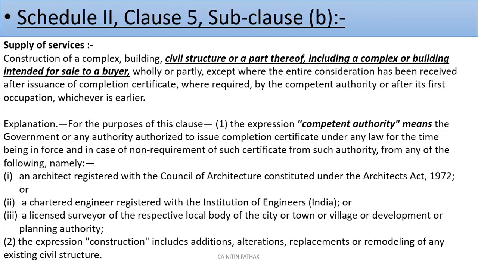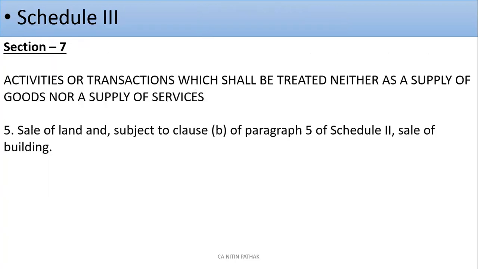So here Schedule 2, clause 5, subclause B says that the following is a supply of services: construction of a complex, building, civil structure or a part thereof, including a complex or building intended for sale to a buyer, wholly or partly, except where required by the competent authority.